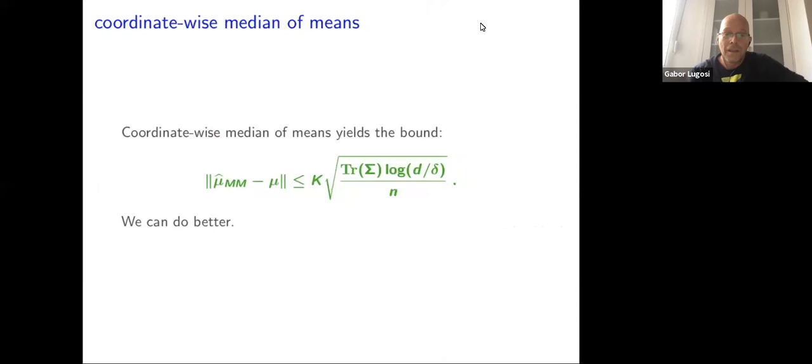So, if we take the coordinate-wise median, then we can just use the union bound, and it's really easy to see that we do have a kind of sub-Gaussian-ish inequality. What we get is that the Euclidean distance is bounded by the square root of the trace of the covariance matrix times log d, where this d comes from taking the union bound over the d directions, divided by delta over n. This is not really satisfactory for several reasons. First of all, we don't like this d here.